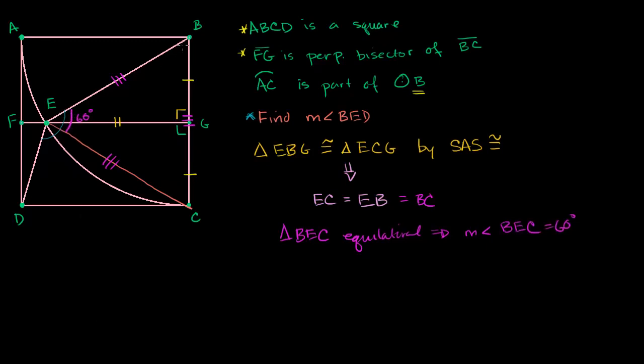BEC is part of the angle BED. If we can just figure out the measure of angle CED now, if we can figure out this angle right over here, we just add that to 60 degrees, and we're done. We've figured out the entire BED. And let's think about how we can do this right over here.